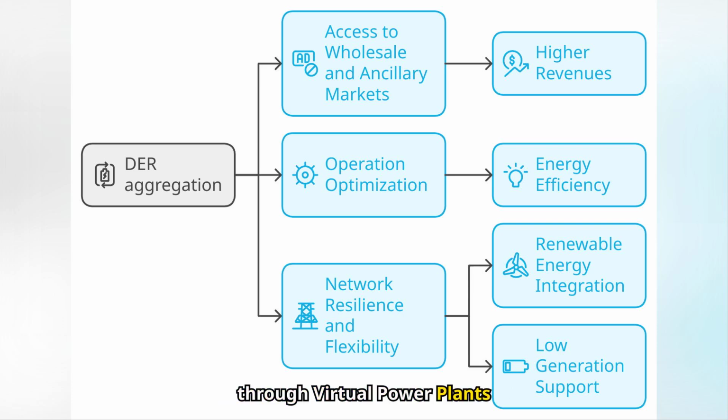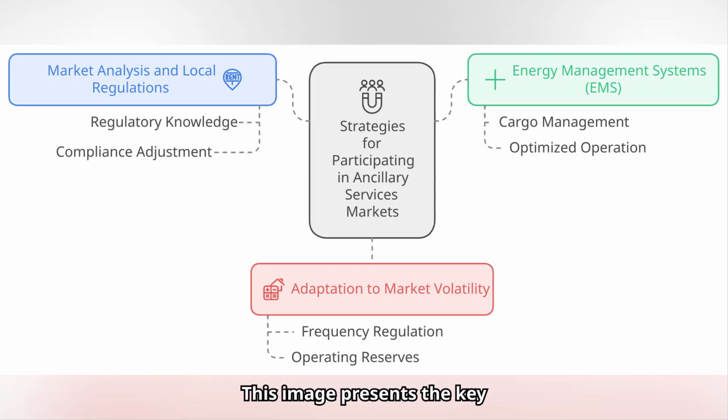Aggregation through virtual power plants, VPPs, maximizes energy efficiency and allows smaller-scale projects to access markets previously reserved for large facilities. Advantages can include access to frequency regulation and operating reserve revenues, flexibility and resilience to handle variability in renewable generation. This image presents the key strategies for maximizing revenues in these markets: analysis of local regulations, use of energy management systems, EMS, and adaptation to market volatility.